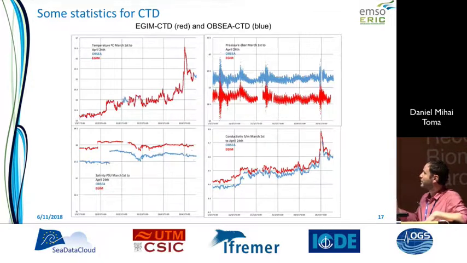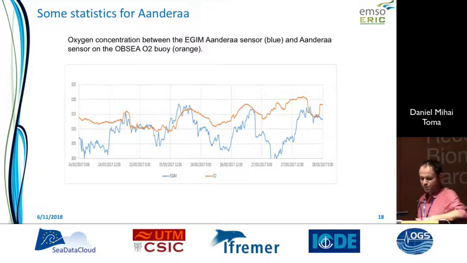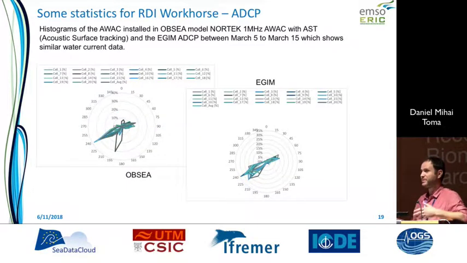So for example, here we were able to check that the information from the CTD was similar to the information from OBSEA. In this case, the CTD was placed half a meter above, so more or less the information is very similar. Here also we were able to easily cross-correlate the information provided by an Aanderaa sensor, because we also have an Aanderaa sensor on a buoy on top of OBSEA. And also the ADCP, which provides 20 beams, so every meter it provides the currents north, south, east, west. We were able to check the information from both in an easy way because they both talk, let's say, similarly.